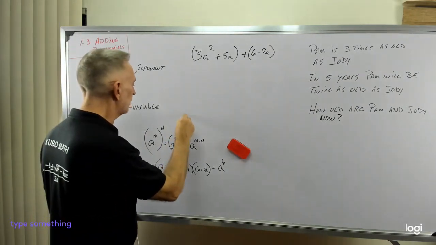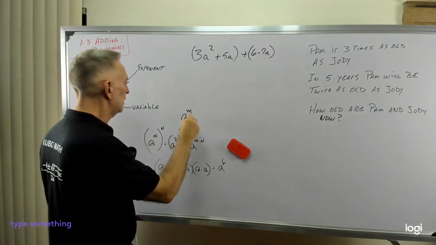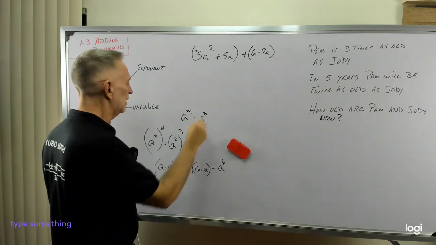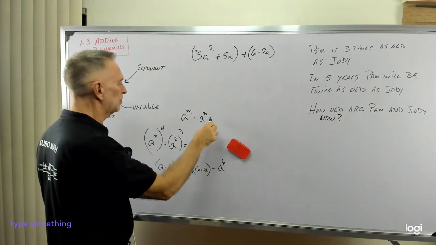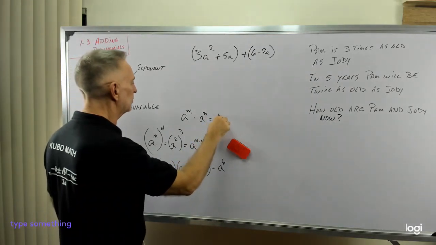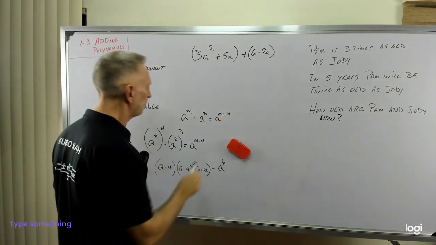That's a little different if I have a to the m times a to the n. I'm not raising the exponents to another exponent. This is a to the m plus n.